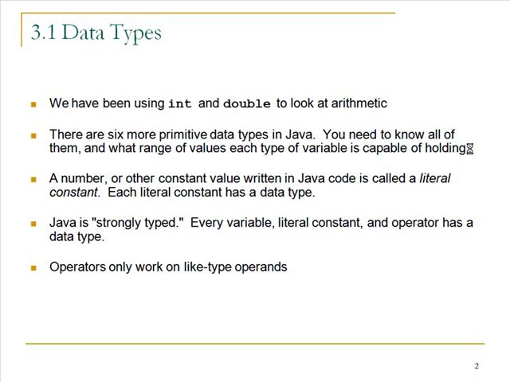And this is a key point. Operators only work on like-type operands. So if you have an int plus an int, then you're okay. You have 2 like-type operands. If you have an int plus a double, then you have a mixed type expression, and something has to happen before the plus sign will work. They have to be on the same data type operands.